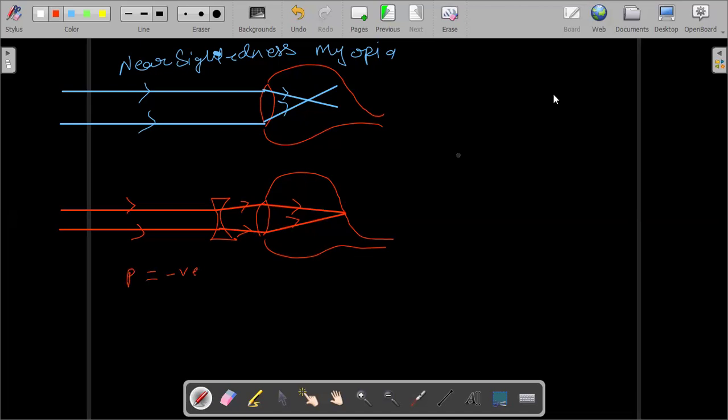Now let's see what happens for hypermetropia. This is for myopia. Let's observe for hypermetropia.